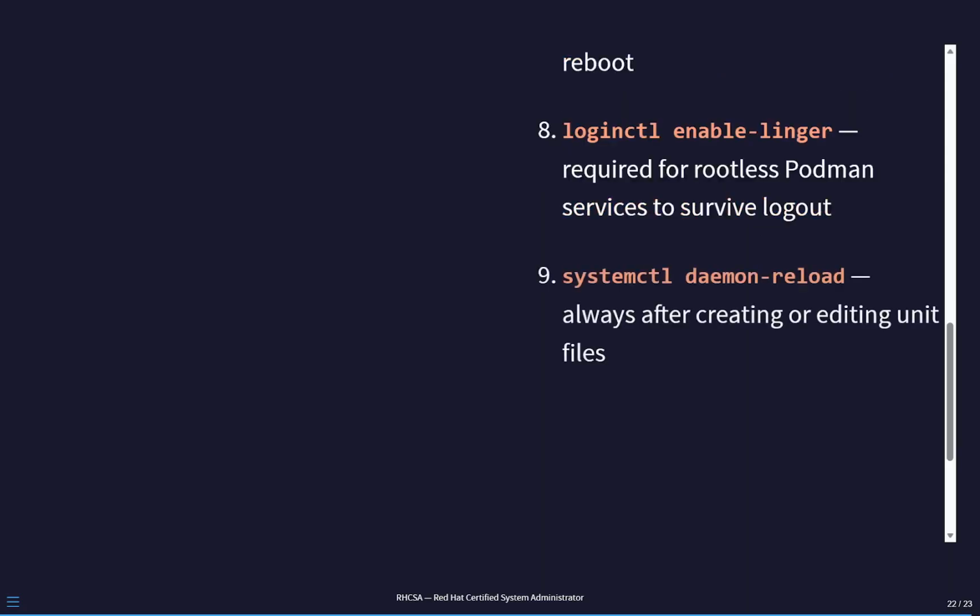Click 9. systemctl daemon-reload after every unit file creation or edit. Systemd uses cached unit file data. Without a reload, it will run the old version.